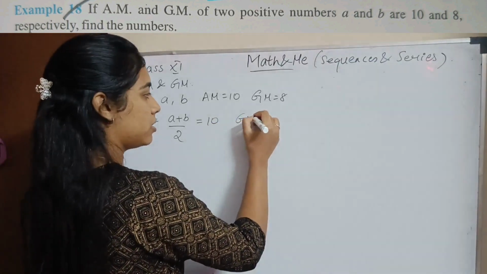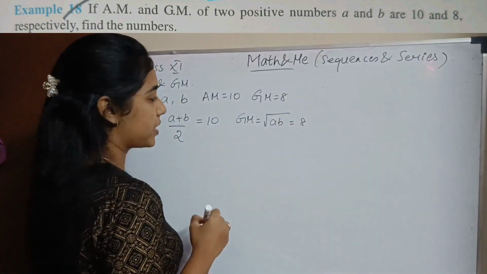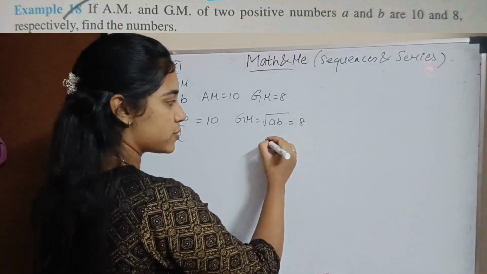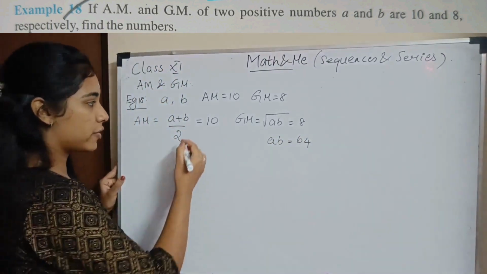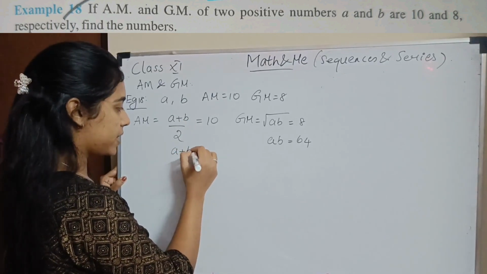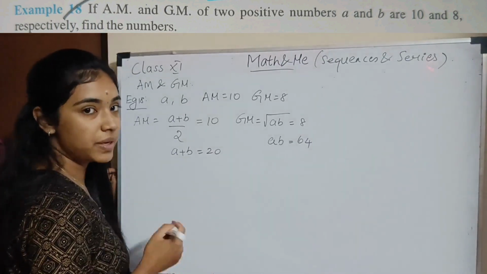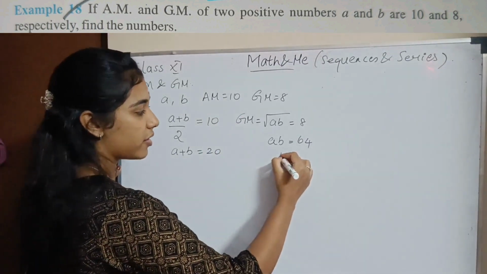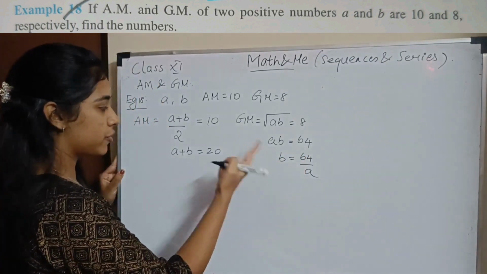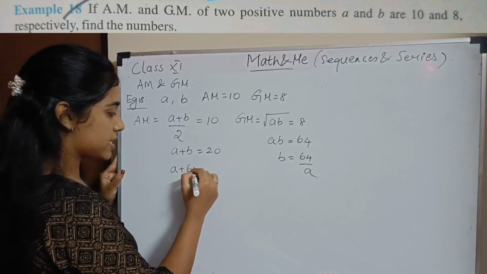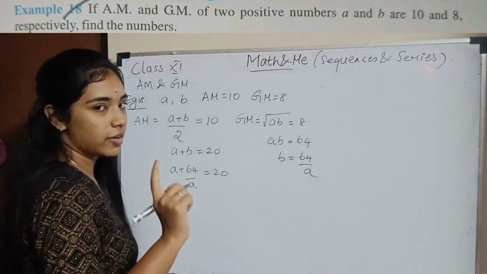What is your geometric mean? Root ab equals 8. I want to remove this root. Squaring on both sides, what do I have? ab equals 64. So now what do I have here? A plus b equals 20. So what is one way of solving this kind of equation? We need to find a, b. So what is one way? I can write b as 64 divided by a and then substitute for b here. A plus 64 divided by a equals 20. You get a quadratic equation. So this is one way of solving.